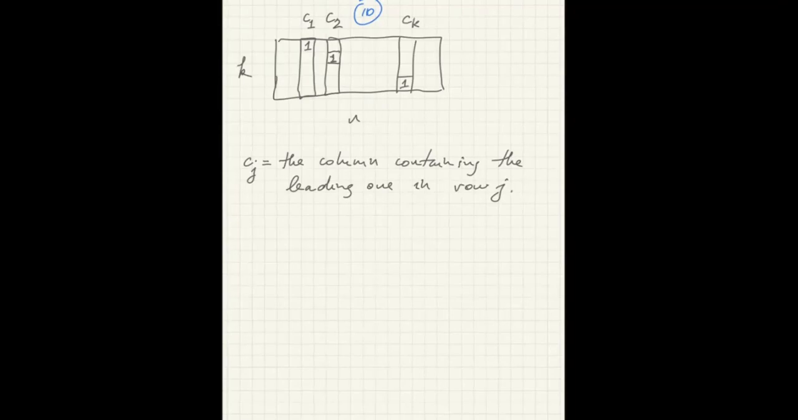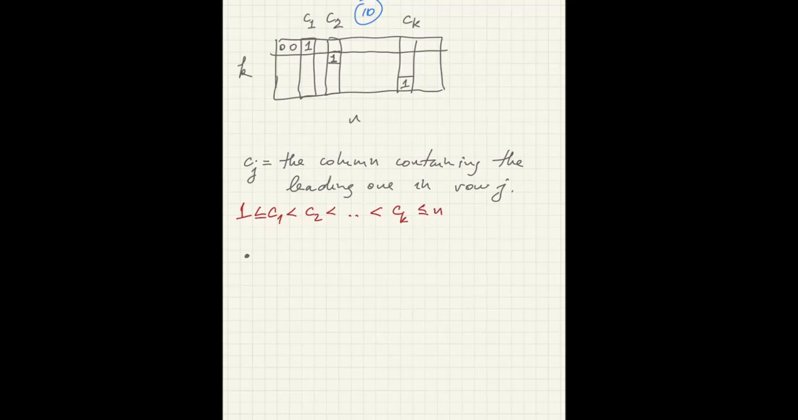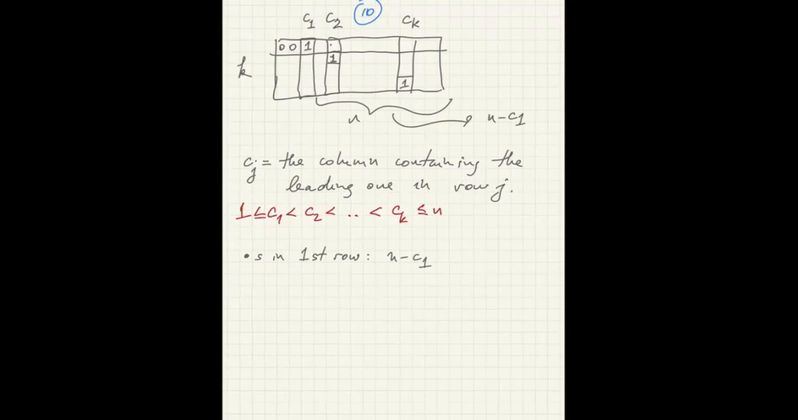Okay, and now we have c_1 less than c_2 less than ... c_k, which is less than or equal to n, and c_1 greater or equal to 1. Now, how many dots are going to be on the first row? Here you have zeros before c_1, so up to column c_1 we see no dots. So that's going to be n minus c_1, the number of columns from here to here. And then there are these columns that will have a zero in them: this one will have a zero, this one will have a zero, and so on. There will be k minus 1 columns that come from the other leading ones, so we have to subtract k minus 1.